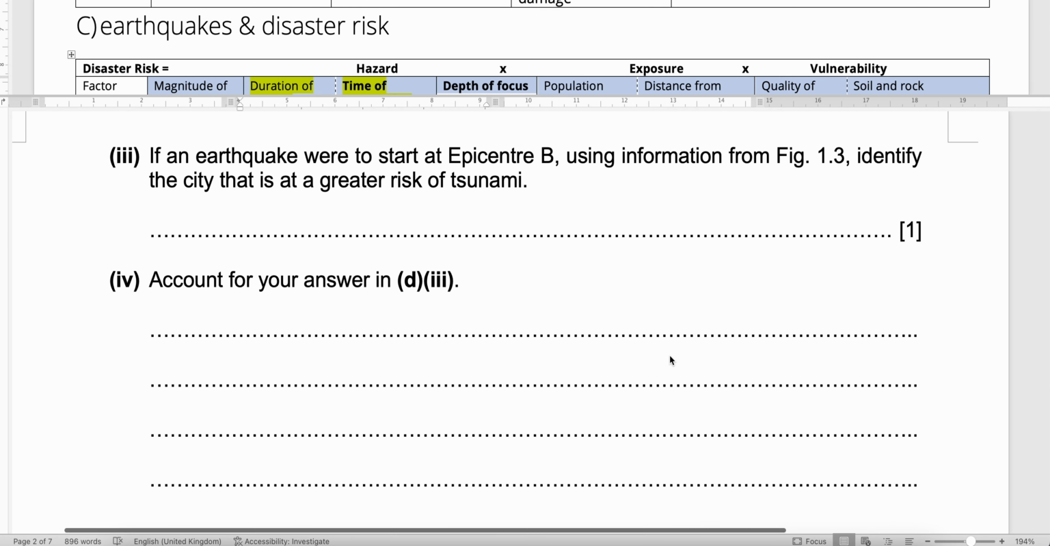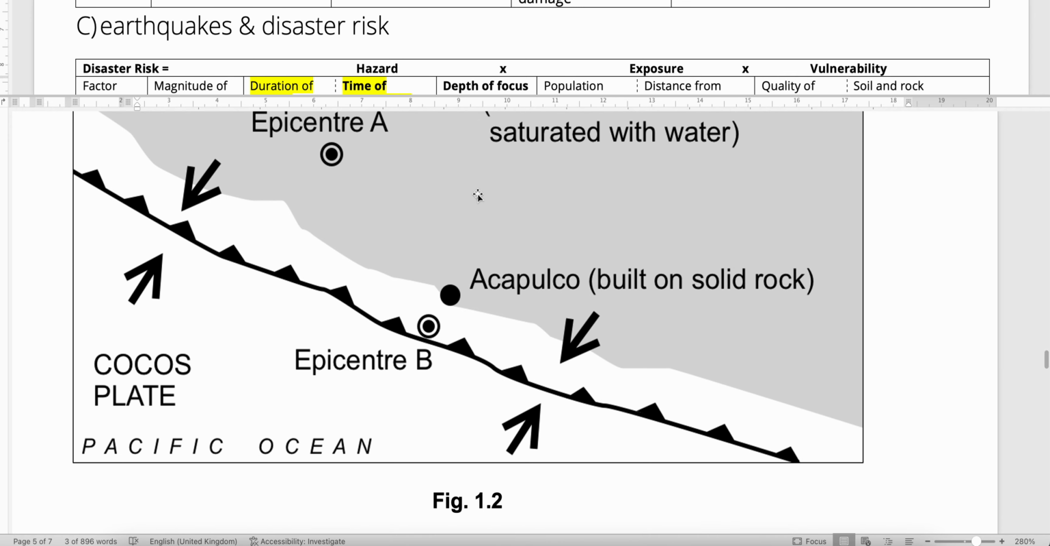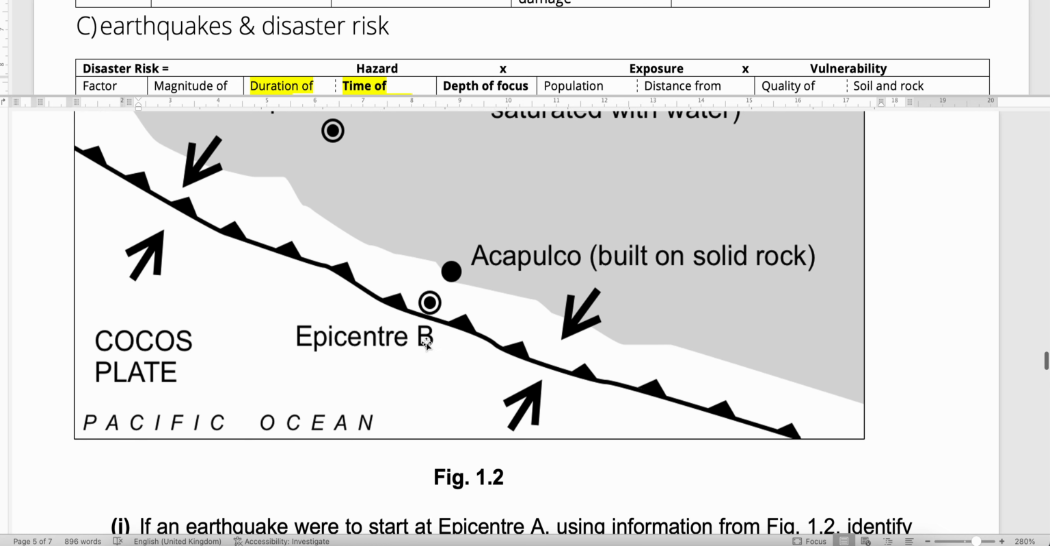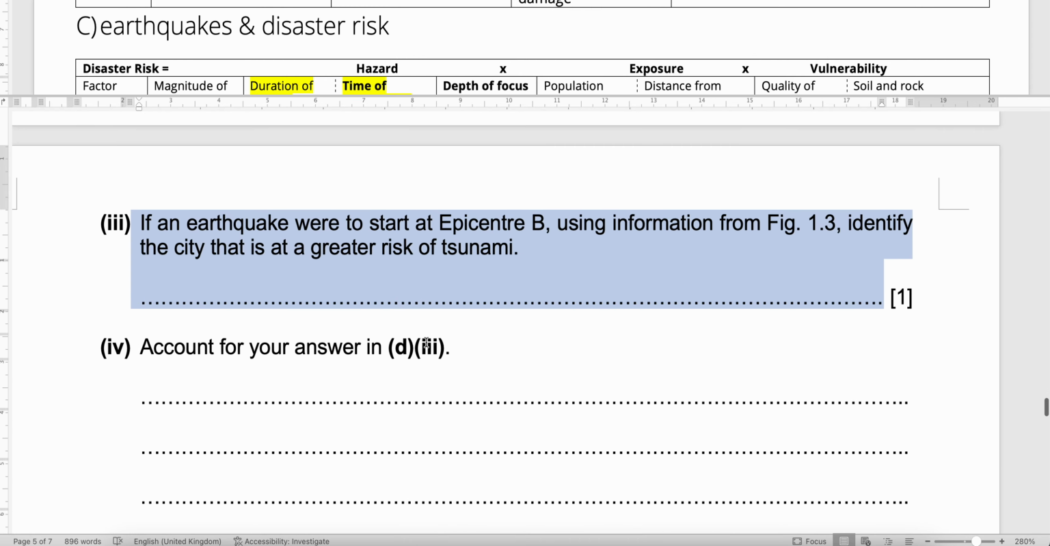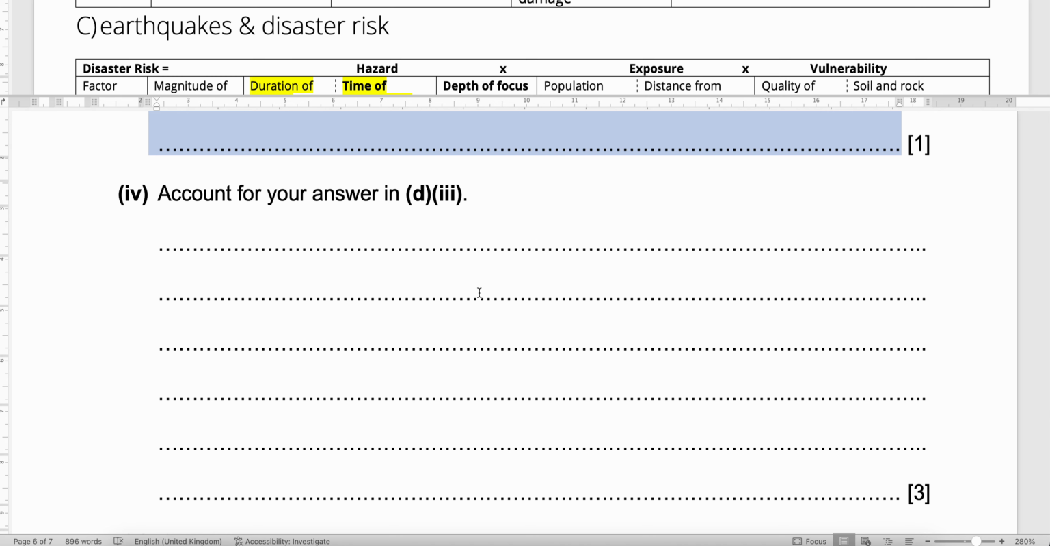Part 3, if you were to start at B, identify the city that's at greater risk of tsunami. So B is here, which is at the greater risk of the tsunami hazard. You have learned about disaster hazards, tsunami, right? So which one is at greater risk of tsunami? Same thing, 3 marks. Tell me why that place is at greater risk of tsunami.